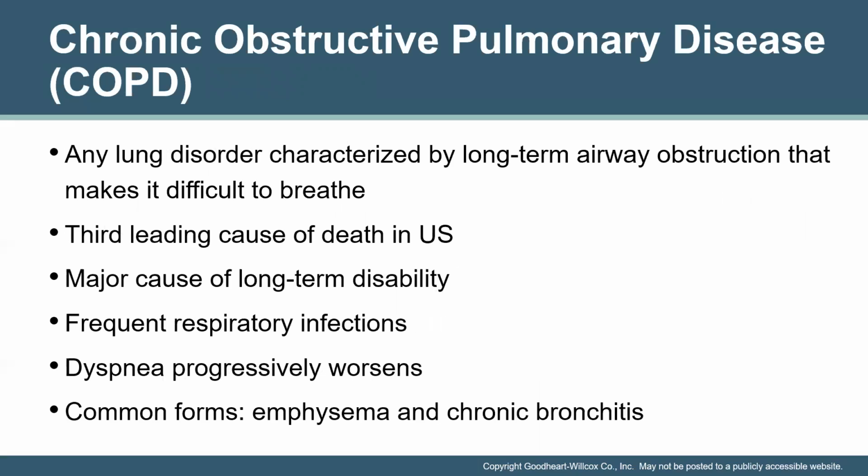If you develop COPD, this is a general category. This is any lung disorder characterized by long-term airway obstruction that makes it difficult to breathe. So again, chronic obstructive pulmonary disease. A third leading cause of death, major cause of long-term disability, and there's a frequency to upper respiratory infections. You can get dyspnea if it progresses and keeps going. So two forms of COPD that we are aware of are emphysema and chronic bronchitis.